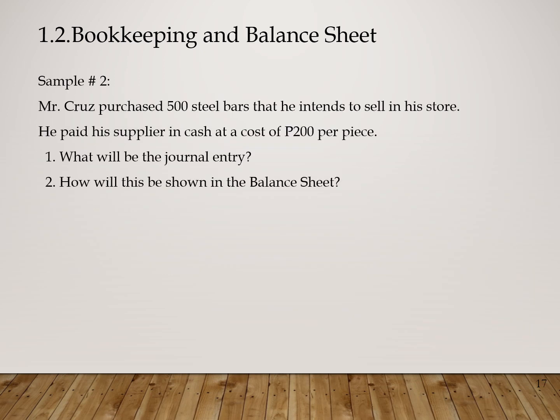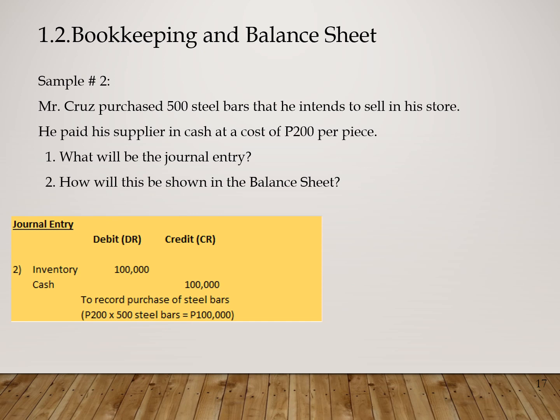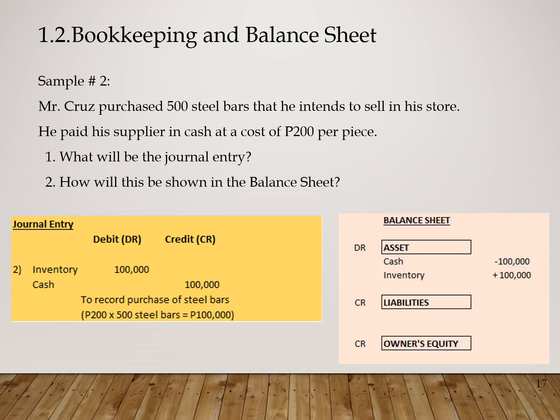Sample number 2. Mr. Cruz purchased 500 steel bars that he intends to sell in his store. He paid his supplier in cash at a cost of 200 per piece. So, what will be the journal entry and how will this be shown in the balance sheet? So, for the journal entry, we have inventory of 100,000 and cash of 100,000 presented at credit side. So, this is to record the purchase of steel bars. 100,000 came from 200 pesos times 500 steel bars. So for the balance sheet, it is presented as a deduction in cash and addition in inventory.